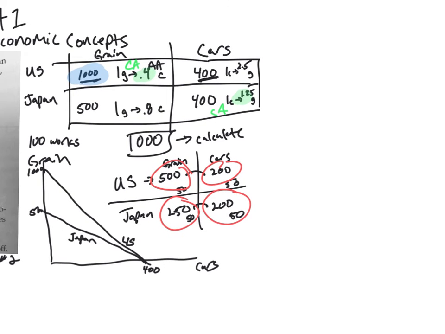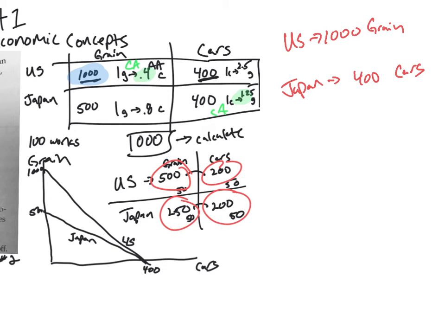We want to be able to trade. What the U.S. is going to trade is they're going to give up some grain in order to gain some cars, because Japan can produce cars cheaper than the United States can. So let's actually say they decided to produce no goods that they don't have a comparative advantage in. So what we're going to say is the U.S. has 1,000 grain, and Japan has 400 cars. What should they trade for?